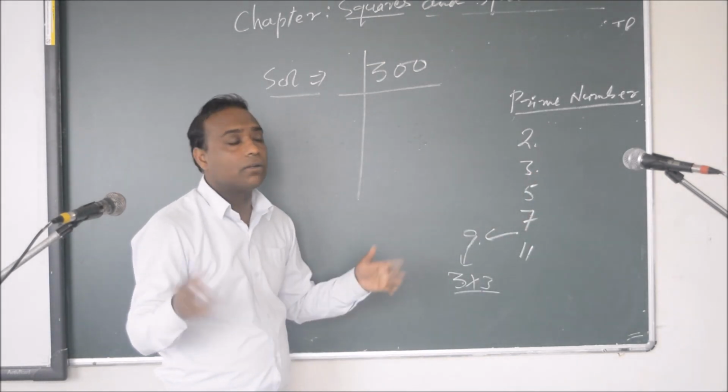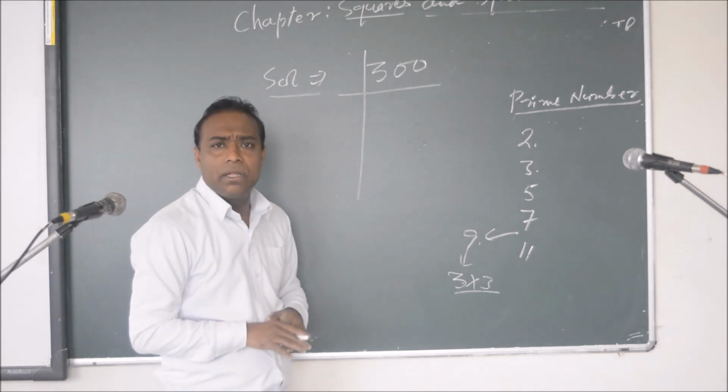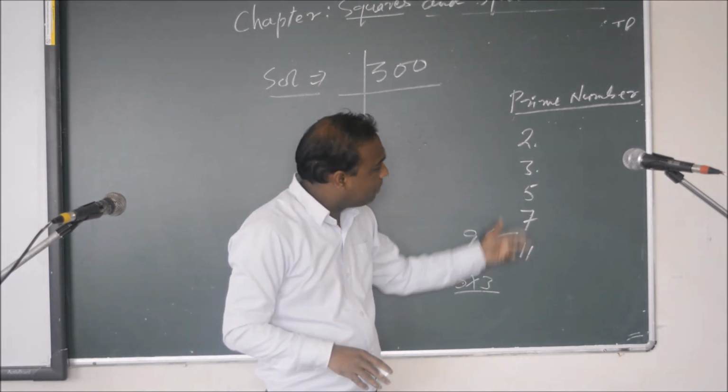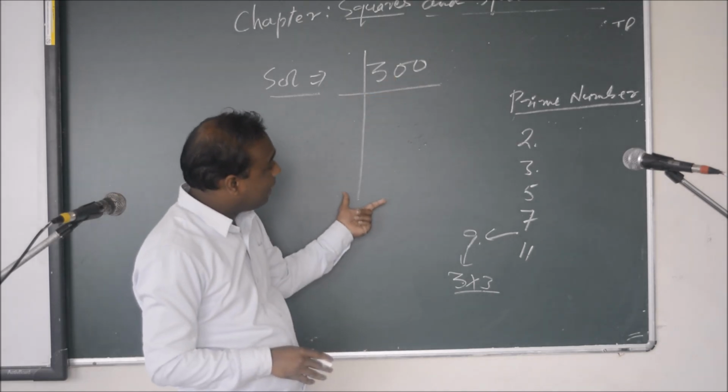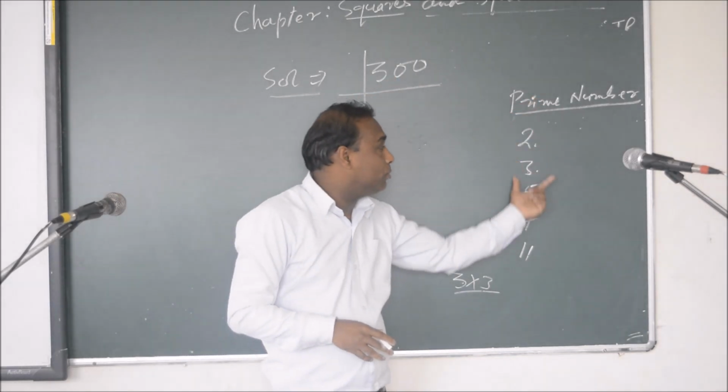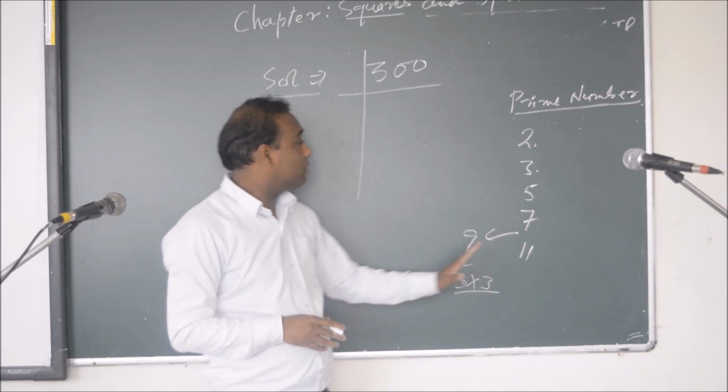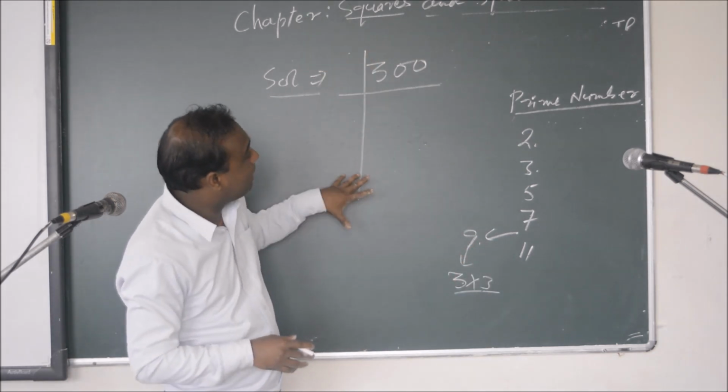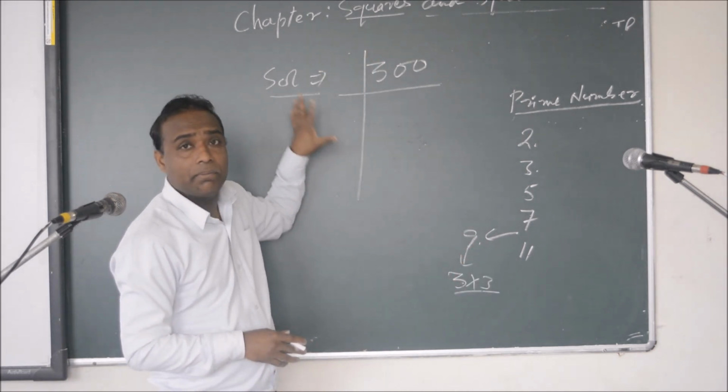They do not have a factor other than 1 and the number itself. That's why these are known as prime numbers. When you divide this 300, you have to use the prime numbers. That is why this is known as the prime factorization method.